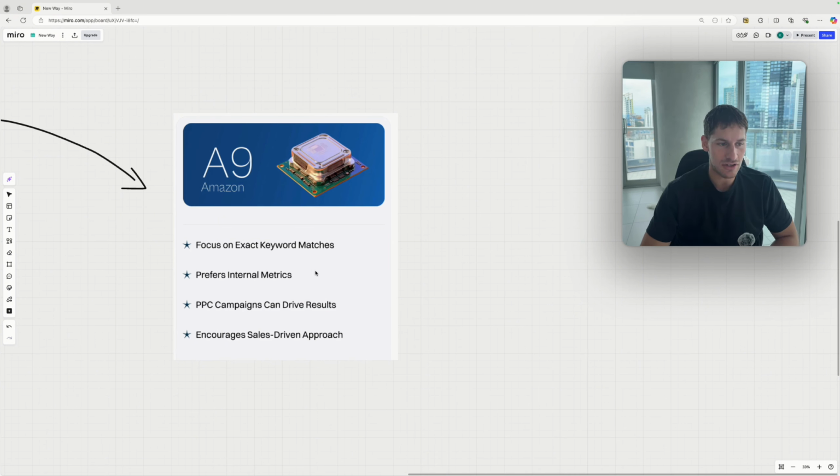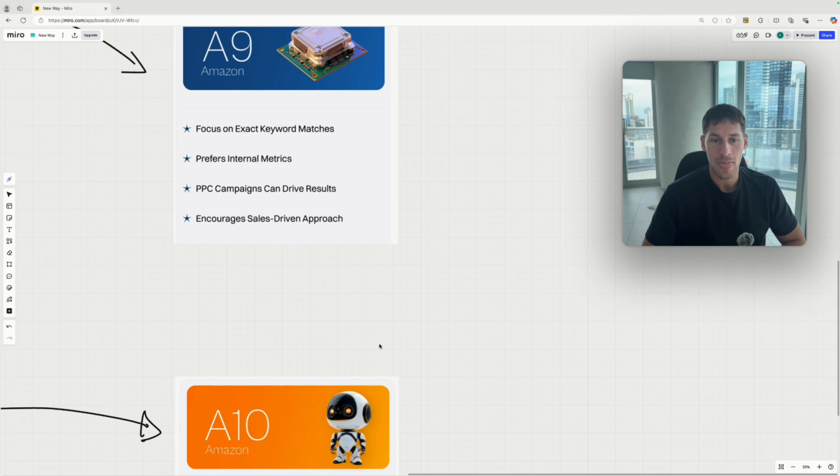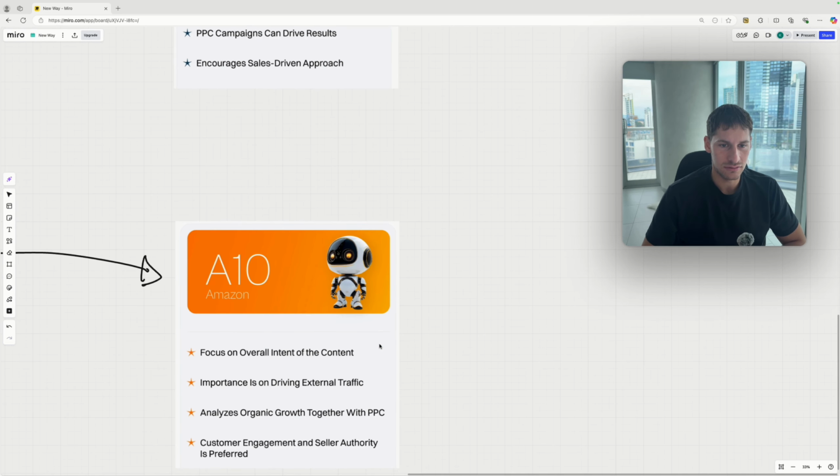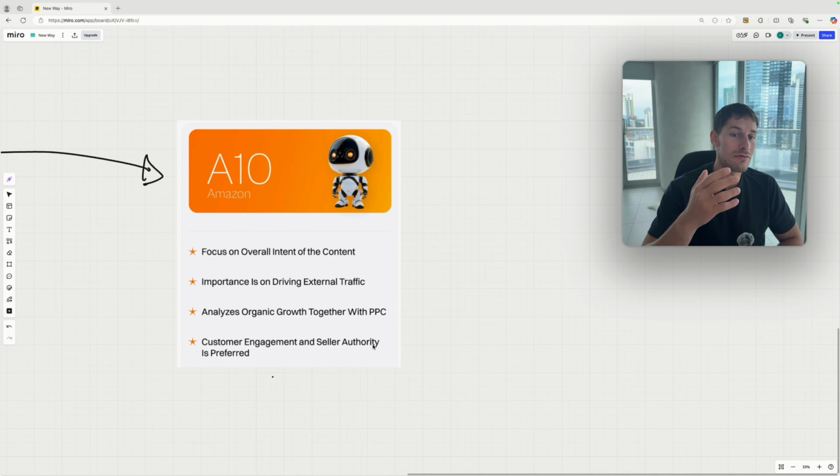So it preferred internal metrics like internal sales. Pay-per-click Amazon ads were considered the same as organic sales. And everything that mattered was just the sale, making the sale on the spot for this specific search term. That's all that matters. Now, guys, we have the A10 algorithm, and in a couple of minutes, I will show you how to leverage the A10 with the new strategy.